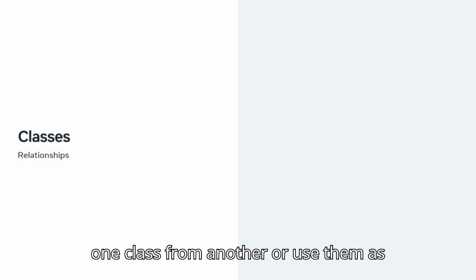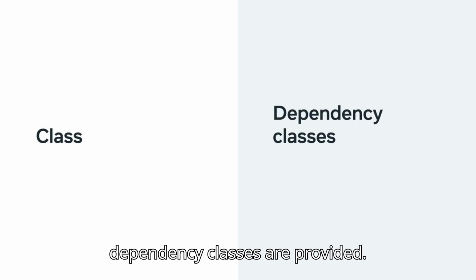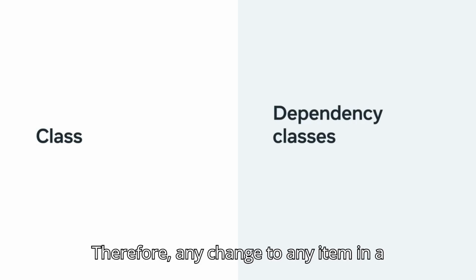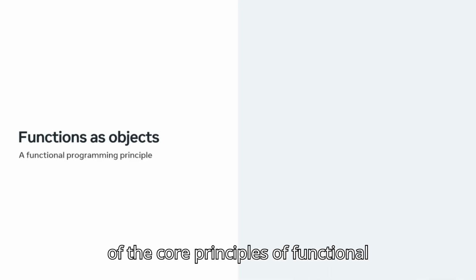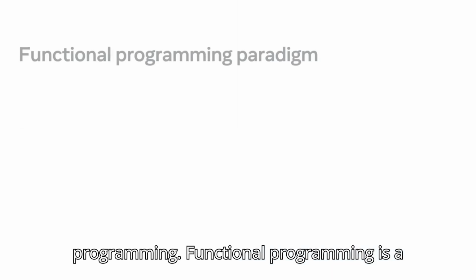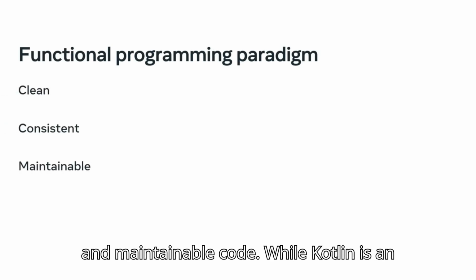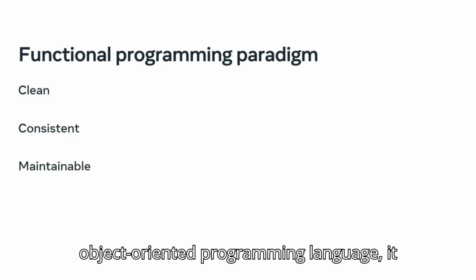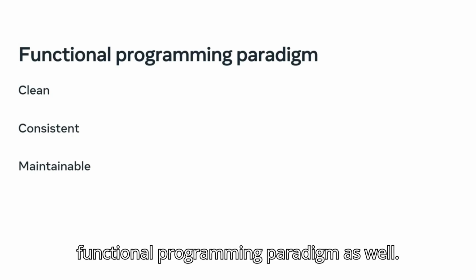For instance, you may inherit one class from another or use them as compositions. Ultimately, a single class will not function properly until all its dependency classes are provided. Therefore, any change to any item in a class can require a significant amount of work refactoring the code. Treating functions as objects takes a different approach. A function as an object is one of the core principles of functional programming. Functional programming is a programming paradigm that utilizes creating functions for clean, consistent, and maintainable code. While Kotlin is an object-oriented programming language, it does provide tools to support a functional programming paradigm as well.